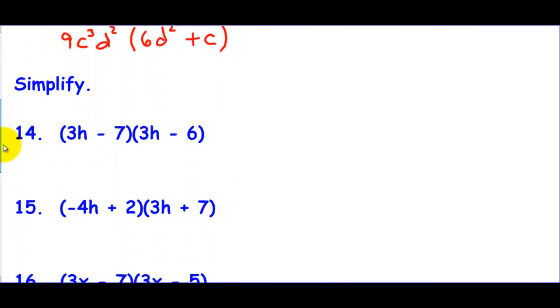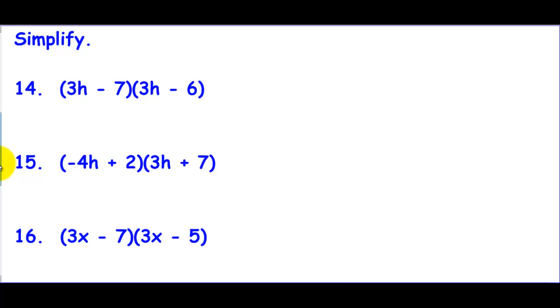Okay, when we move down to 14 through 16, they're asking you to simplify, and in this case the operation is multiplication. So what this meant for us was when we did binomial times binomial, or really any polynomial times any polynomial, it's just going to be distributing. So this is going to be 3h to both parts of the second one. So let's do that first. 3h times 3h is 9h squared. 3h times negative 6 is negative 18h.